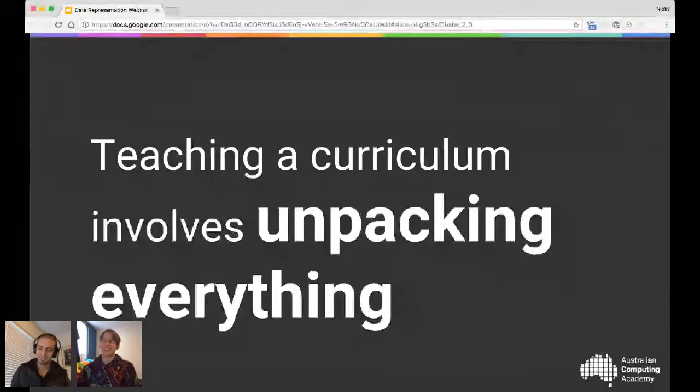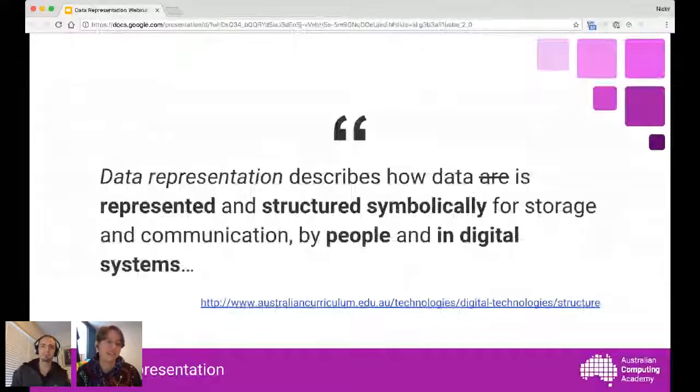That's right. So we're going to start with data representation as our thread, as the theme of this webinar, and we'll do the other concepts along the way over the next several weeks, I guess.